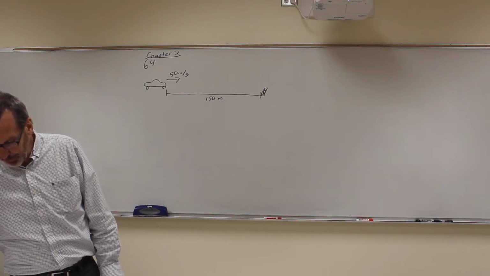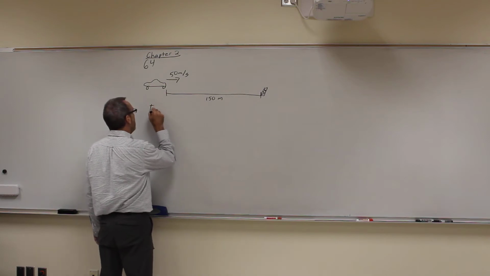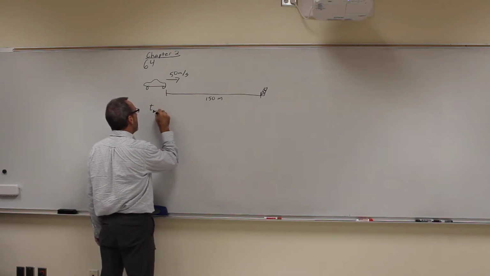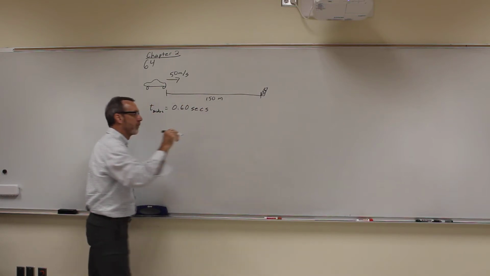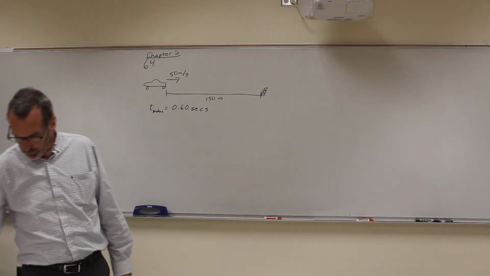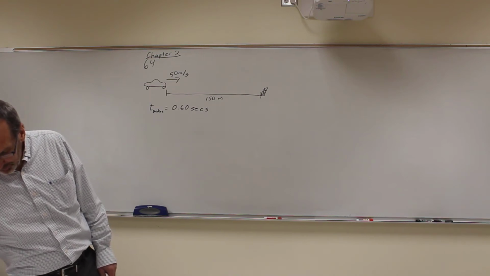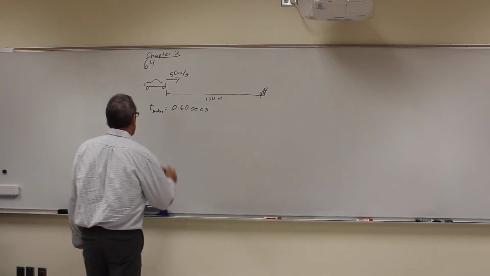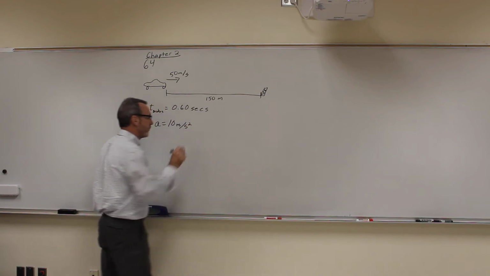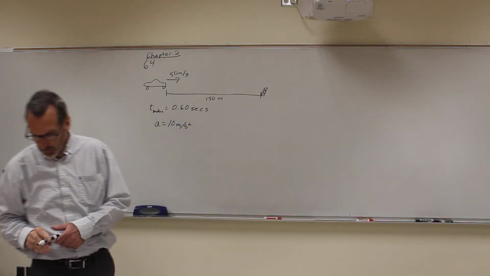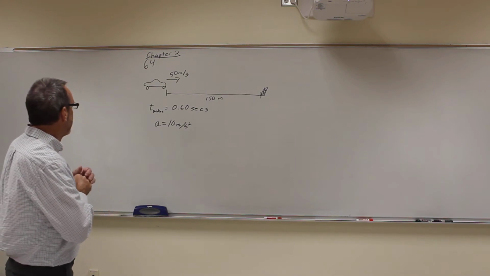Bob's reaction time before he can hit the brakes is 0.6 seconds. So the time to hit the brakes is 0.60 seconds. And his car's maximum deceleration is 10 meters per second squared. Does Bob stop before the nail strip, and by what distance?